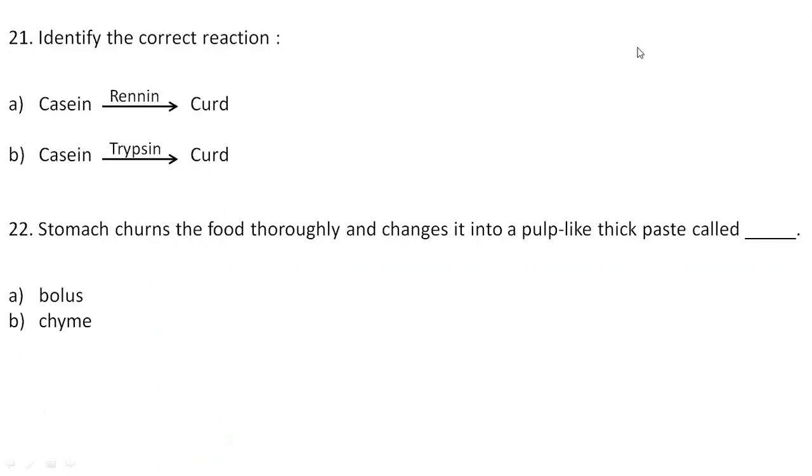Now the next two questions, that is, identify the correct reaction. Casein protein getting converted into curd with the help of the enzyme renin or else trypsin. And stomach churns the food thoroughly, changes it into a pulp-like thick paste called bolus or chyme.